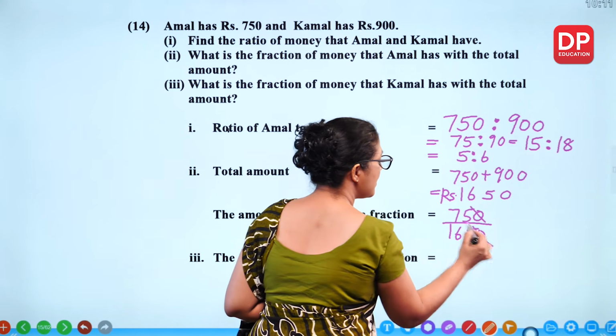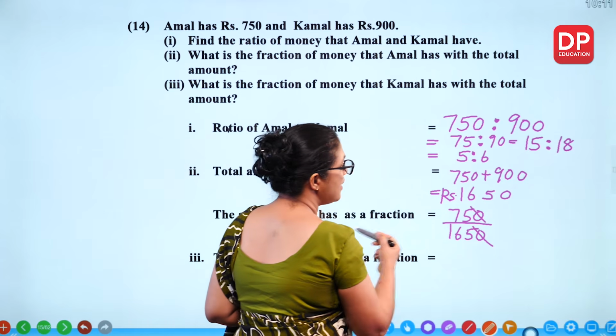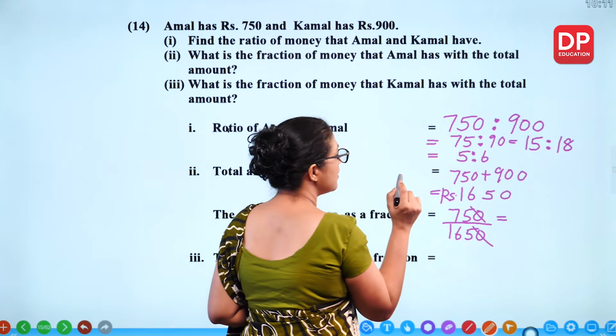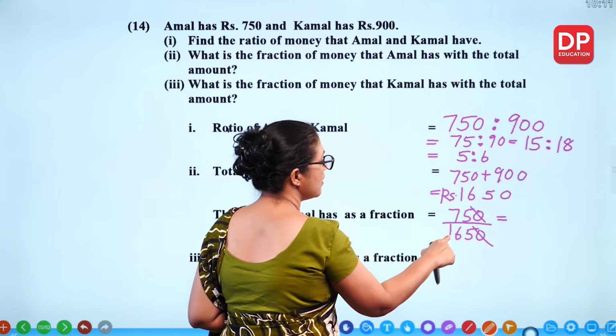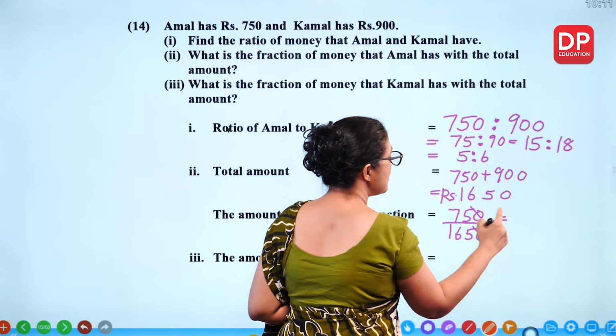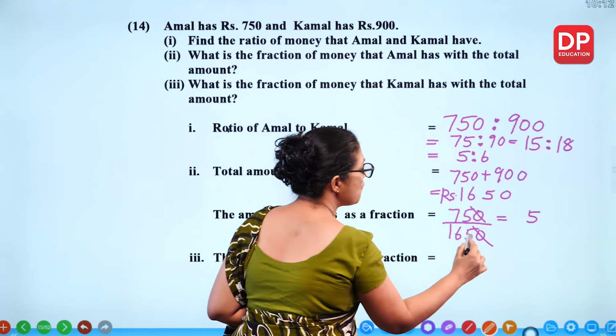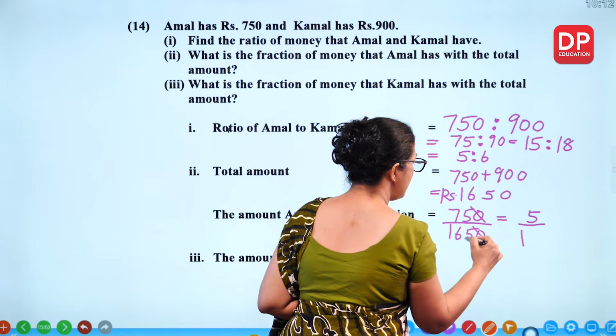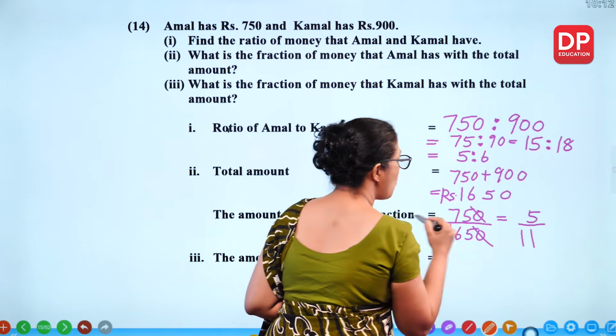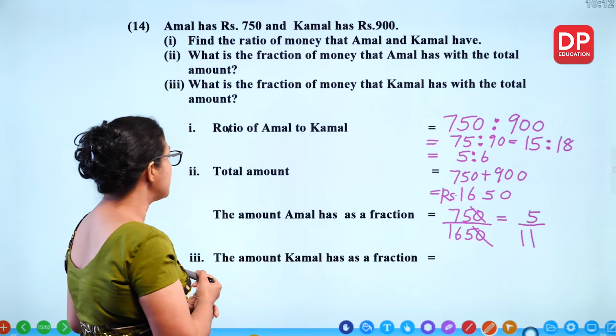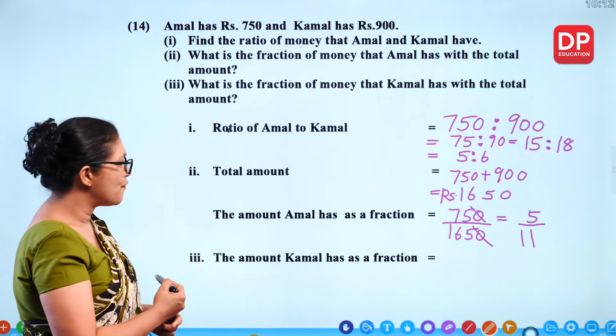So divide by 10 and divide by 15. 15 times 5 is 75, 15 times 11 is 165. So 5 over 11 is the amount Amal has as a fraction.